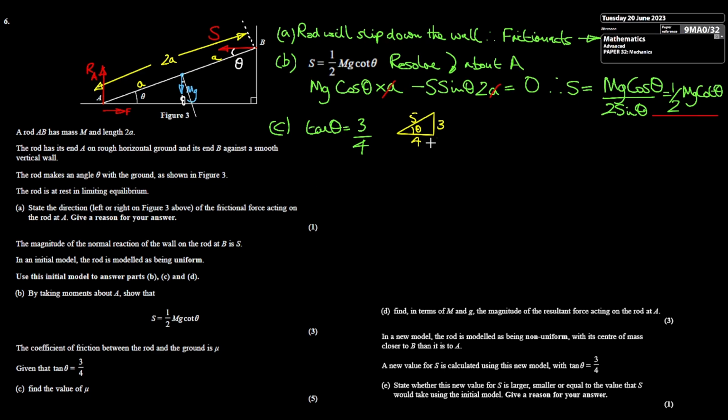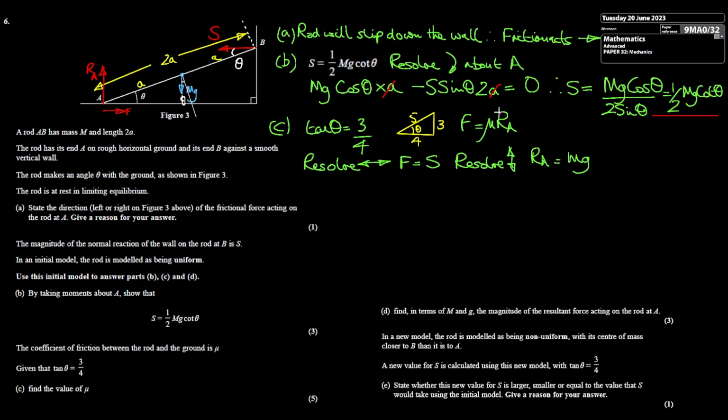Now, because we're told that we're in limiting equilibrium, the friction force here is related to the reaction force at A by mu. And I can say that F is equal to mu RA. Now, if we resolve horizontally, the only horizontal forces are F and S, so these must be equal. Equally, if I resolve vertically, the only two forces available are RA and mg. These two, because we're in limiting equilibrium, or in equilibrium anyway, must be equal.